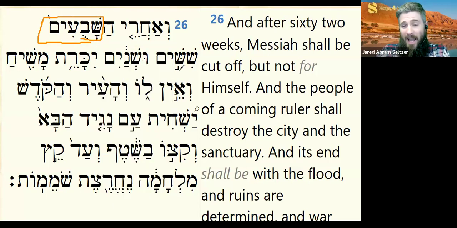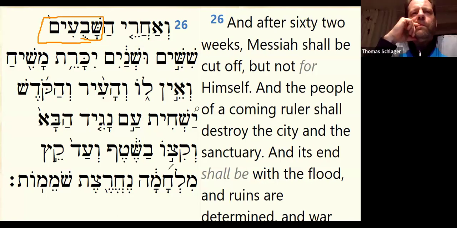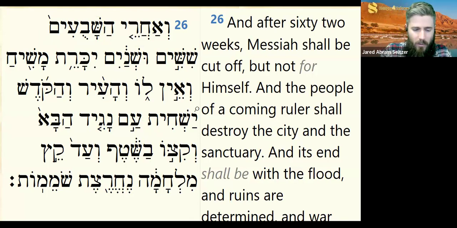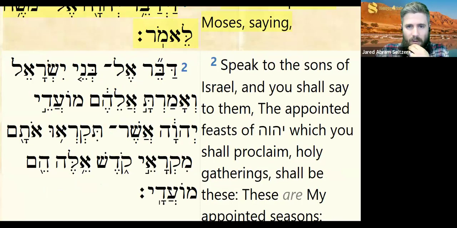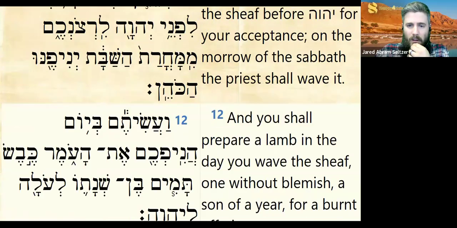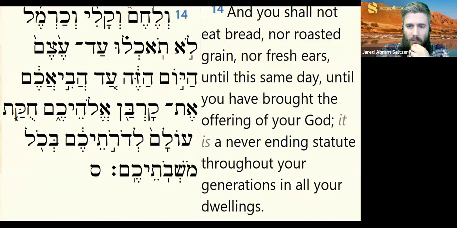But those might be heptads, like clusters of 7 years, as opposed to shavuot, which is weeks. Maybe not. When you go over to Leviticus 23 and you're learning about the festivals, then it's going to use shavuot in reference to the holiday of Shavuot.